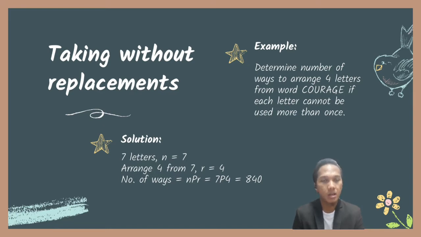Same as before, we must find the value of n and the value of r. We can identify that the value of n is 7 because we have 7 letters, and the value of r is 4 because the question asks us to arrange 4 letters from 7. So we substitute it into the formula nPr, substituting the value of n and r, so we get 7P4. The answer that we get is 840 ways.